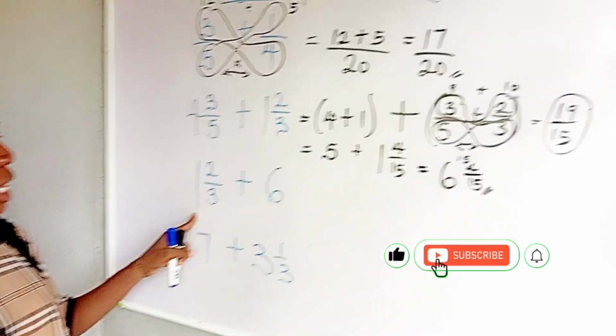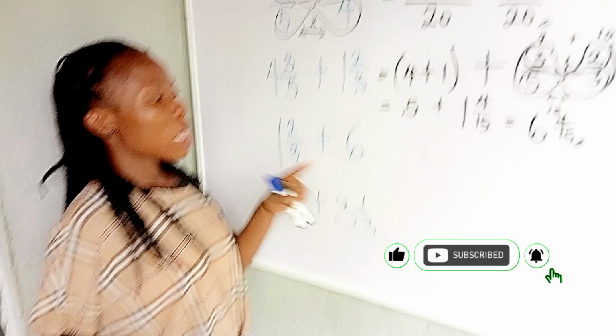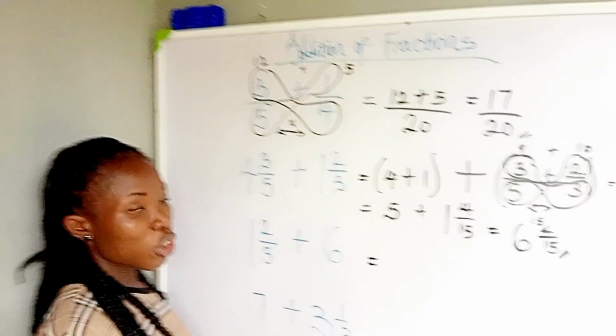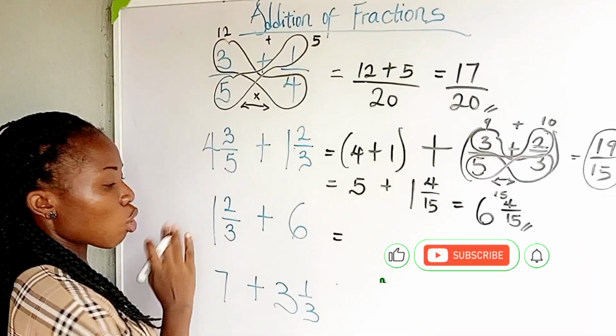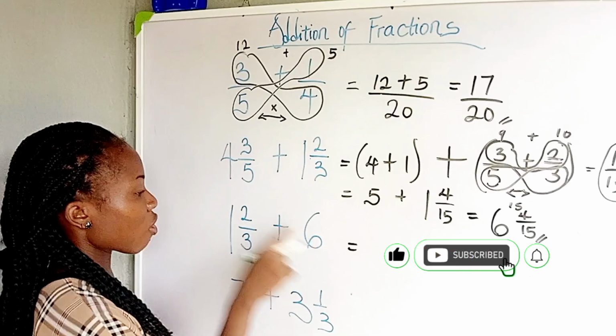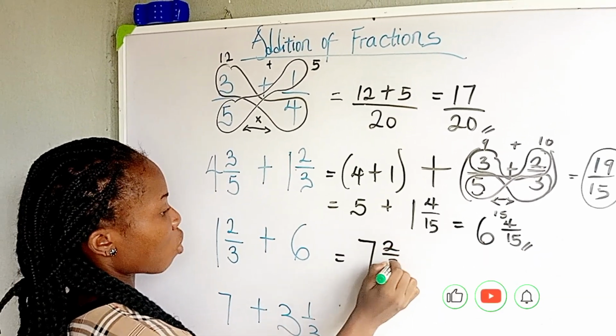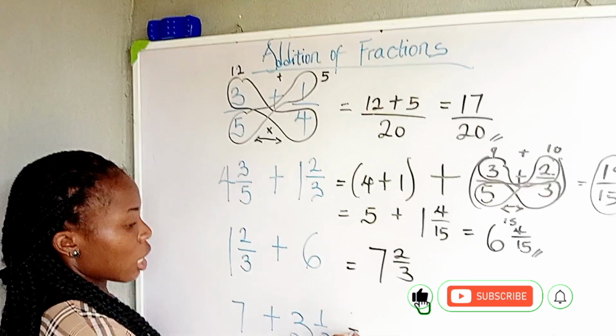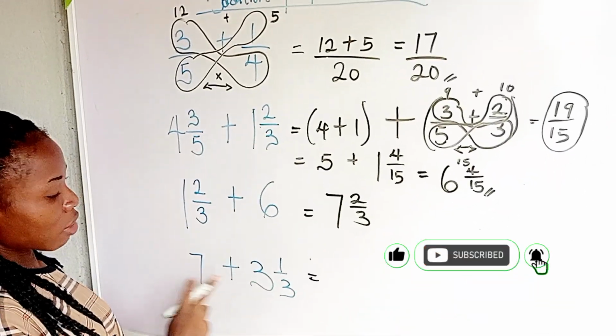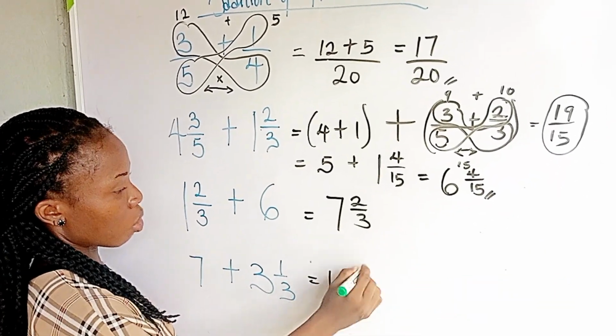Now when you're adding a mixed number with a whole number, all you need to do is add your whole number to your whole number. So 6 plus 1 is going to give you 7, and then you have 7 whole number 2 over 3. Now the same thing applies here. So we have 7 plus 3, 10 whole number 1 over 3.